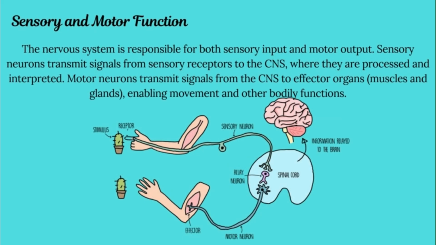Sensory and motor function. The nervous system is responsible for both sensory input and motor output. Sensory neurons transmit signals from sensory receptors to the CNS, where they are processed and interpreted. Motor neurons transmit signals from the CNS to effector organs, muscles, and glands, enabling movement and other bodily functions.